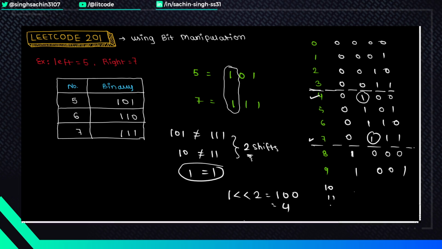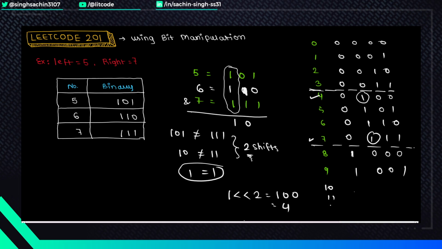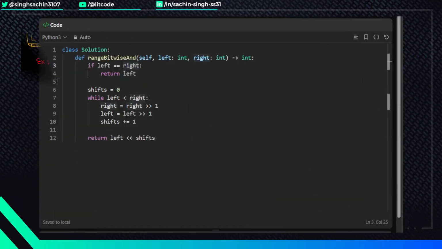If you do the bitwise AND for all these numbers, 4, 5, 6, 7, you can observe that you will get 4 only, because the last bit will be 0, then the middle bit will again be 0, but here all the numbers have 1, so that's why you are getting 1. And that is the same number which we got here. Let's check out the code for the same.